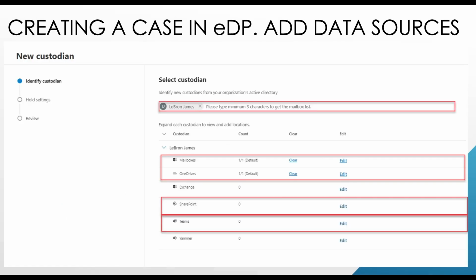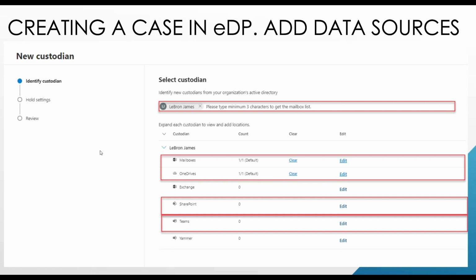Okay. Now, this is the area where you add the data sources in. If I just take you back to the earlier slide when I was going through the 7 stages of eDiscovery Premium, and I mentioned the hold, this is again where you can start to look through and identify the custodian, apply the hold settings, and then review.